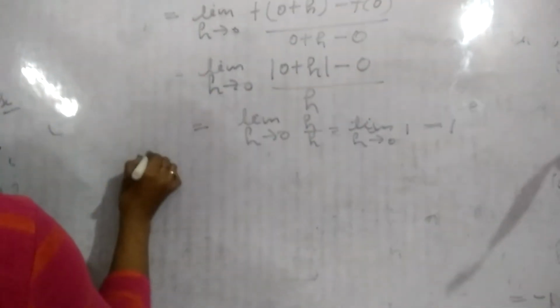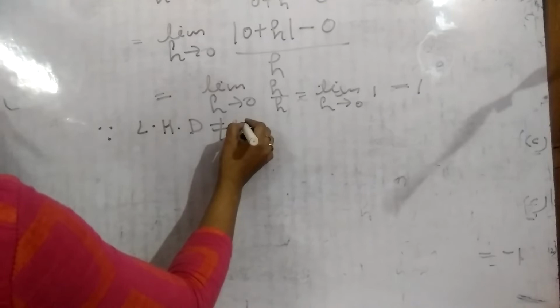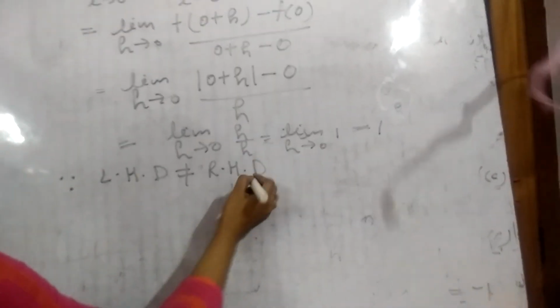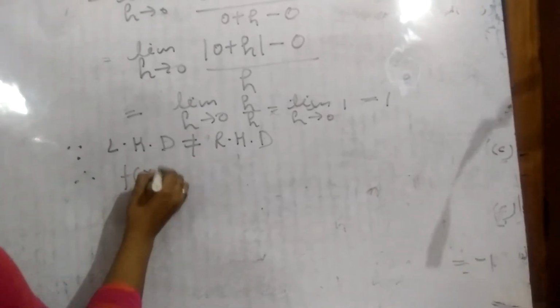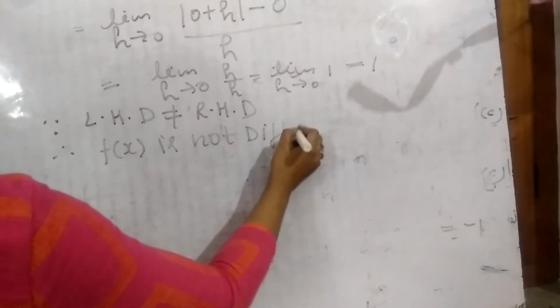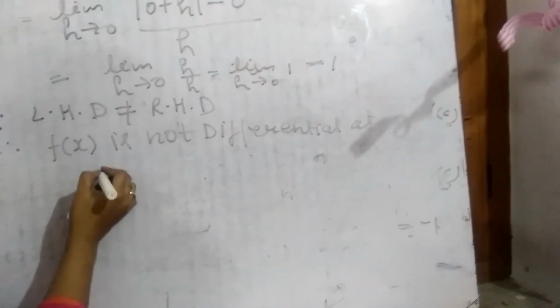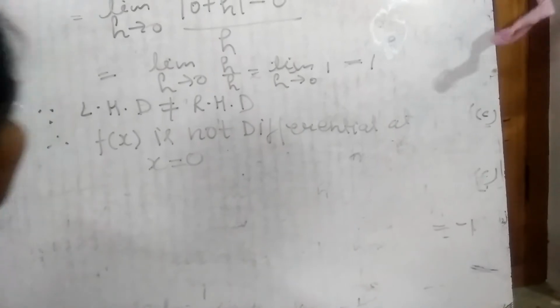Since the left hand derivative is not equal to the right hand derivative, therefore f(x) is not differentiable at x = 0, because the left hand derivative is -1 and the right hand derivative is 1. They are not equal, therefore it is not differentiable at x = 0.